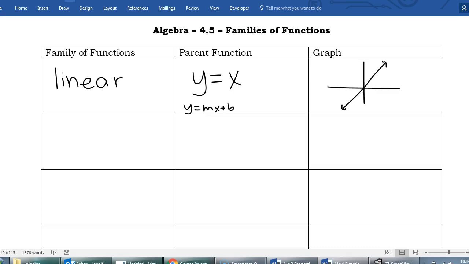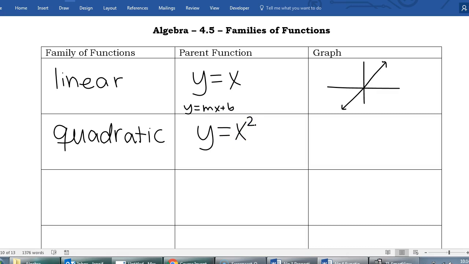The next one I'm going to write down is the quadratic. The parent function here is y equals x squared. Now this is a function that you may have seen if you've taken some algebra classes, or may have not. It's kind of a higher level one. But anywhere you see a power of 2, that's your quadratic function. The general form is ax squared plus bx plus c.